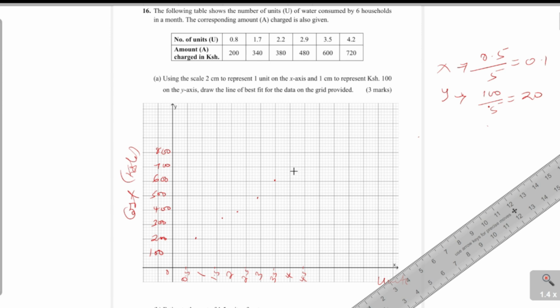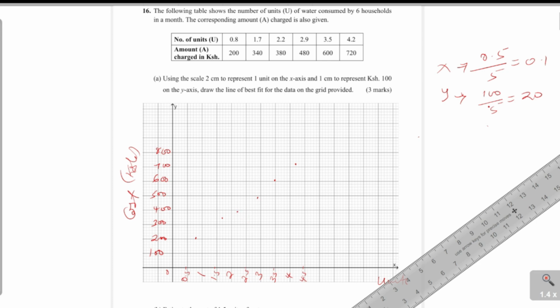4.2, 720. Now it is supposed to be there. 4.2, 720 is here. So you can confirm all the points. So 0.8, 200 is there. 1.7, 340 is there, it is okay. 2.2, 380 is okay.